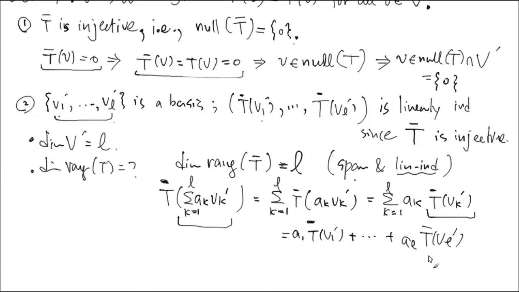Isn't that right? Therefore, whatever you have in the image, the range is generated by the linear combination of these L guys. And we're claiming that it's linearly independent. Therefore, the dimension of the range of T bar is L. Does that make sense? All right.